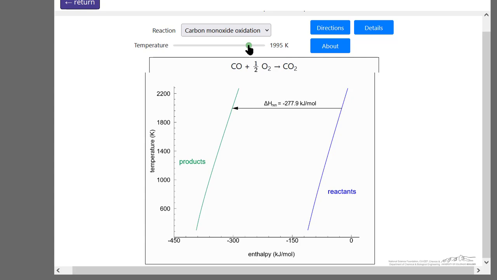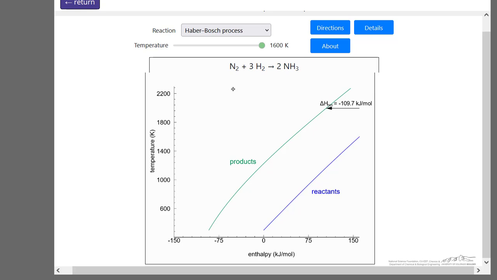The Haber-Bosch process, and let's look at that, is a little different in that as we change the temperature over maybe 800 degrees, the heat of reaction becomes more negative, but it changes about 10%. So it's large compared to some of the others. But still, over a reasonable temperature range, we often assume the heat of reaction is independent of temperature because of these relatively small changes.